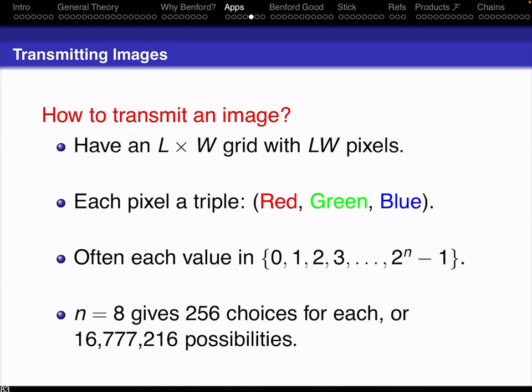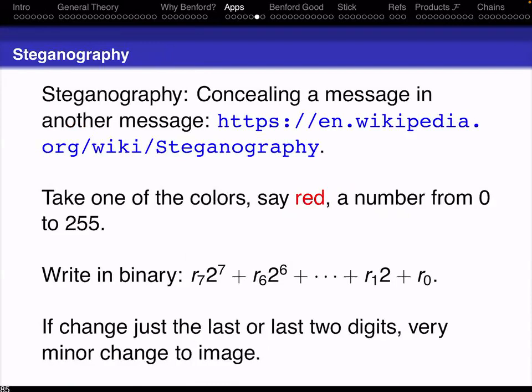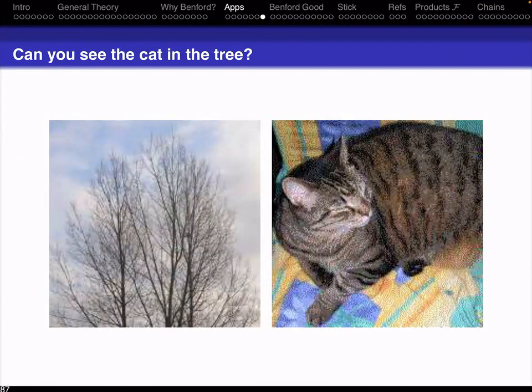Steganography is the act of concealing a message in a message. What I can do is write my numbers in binary, and if I change just the last digit or the last 2 digits, it's not going to change the color by that much. If I change just the last digit, that gives me 8 colors to work with. If I change the last 2, it gives me 64. Well, it's like a Crayola pen. And so where's the image? Everywhere. The entire cat is spread out.